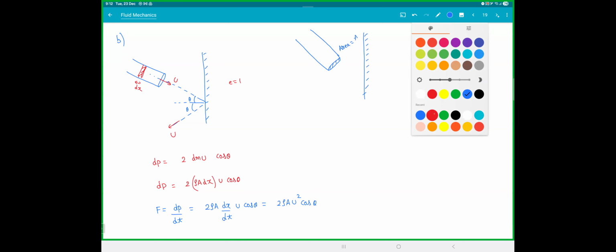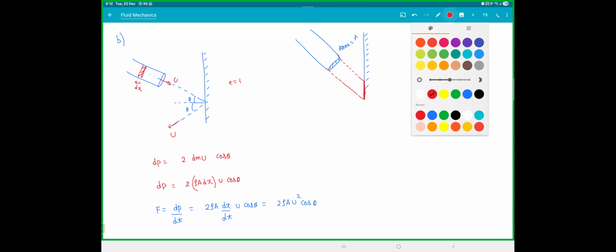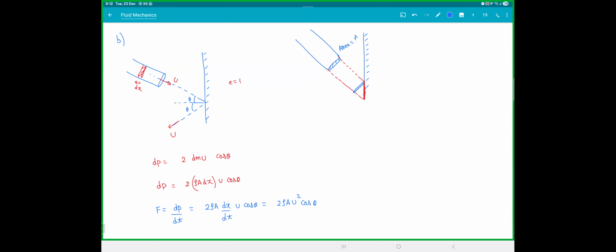But when this water jet is extended and hits the wall, observe what happens. The water jet actually spreads out. It is hitting a much bigger area. This was area A, but you're hitting that red area, which is longer. If you take this angle to be theta and this angle to be theta, this is hitting an area of A by cos theta.